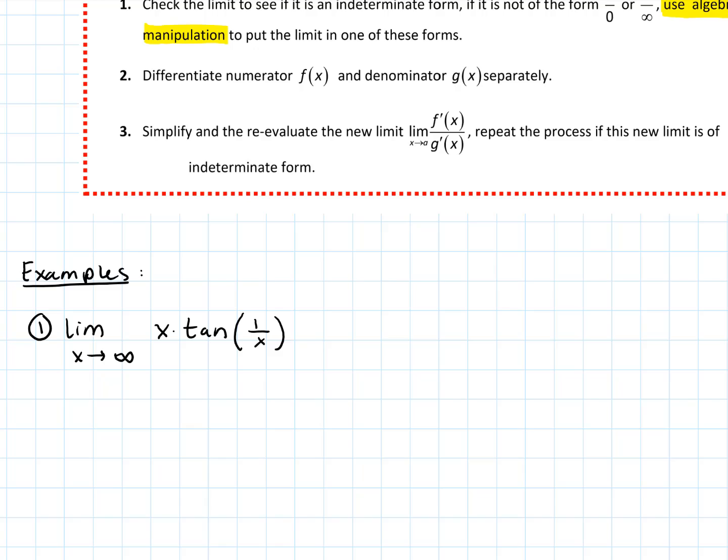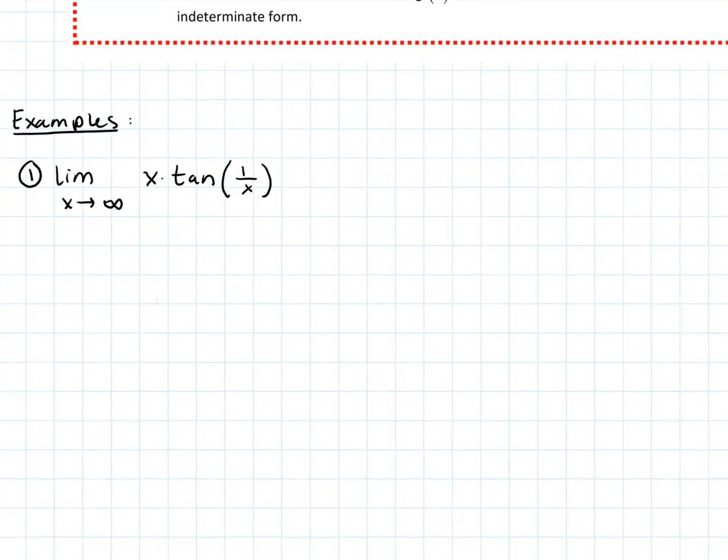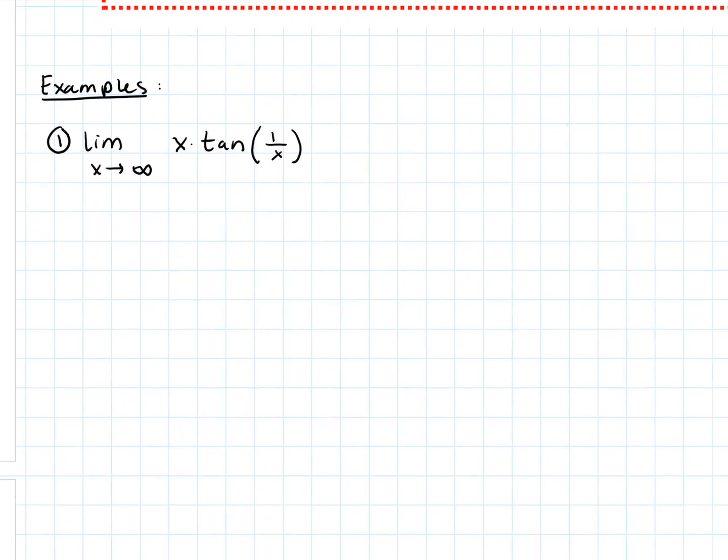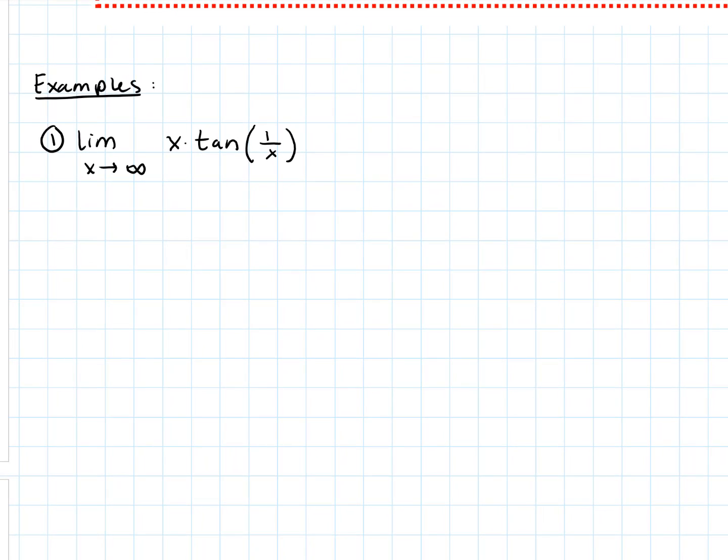So when we come across this example, we see that this is a product. And when I take this limit, let's see what happens. When I take the limit as x is approaching infinity, x is, of course, infinite. It's going to grow without bound. And then when I take the limit of the tangent of 1 over x, well, 1 over infinity is going to approach 0, and then the tangent of 0 is going to be 0.